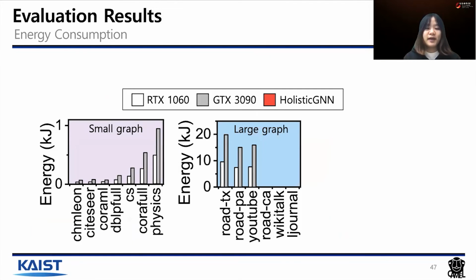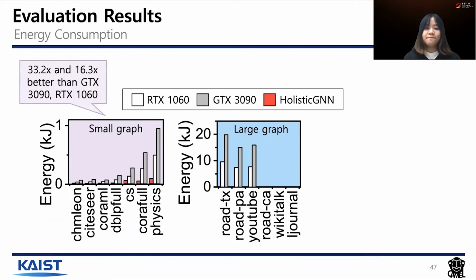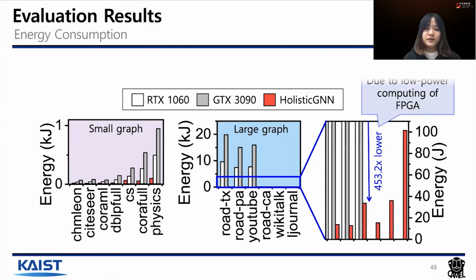Also, we test energy consumption, and we achieve 33 and 16 times better energy consumption for each GPU, and almost 500 times better energy consumption for the large graph. And this energy efficient execution is due to the low power computing of FPGA.